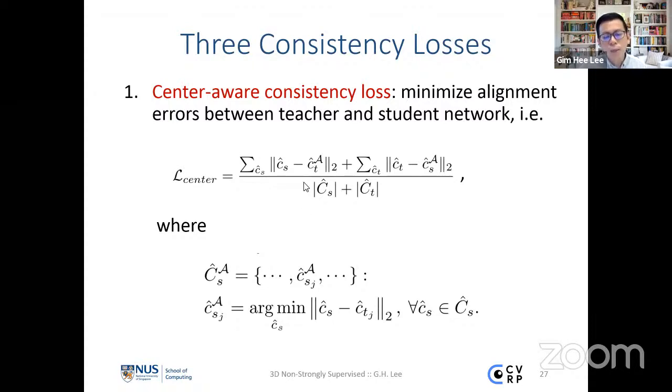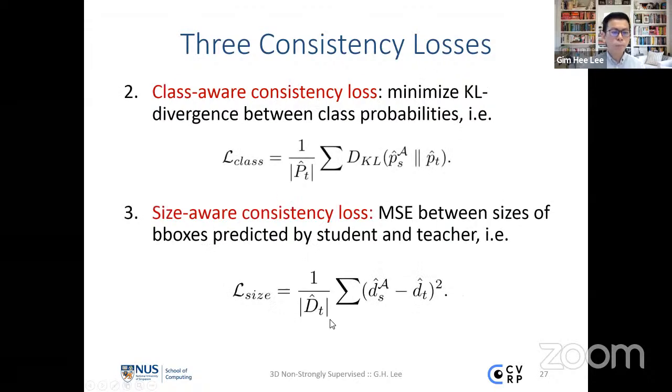Since this alignment loss is not bijective, we will have two terms over here, where CS, CT or CSA is, for every bounding box that is predicted from the teacher network, we find the closest center of the bounding box from the student network.